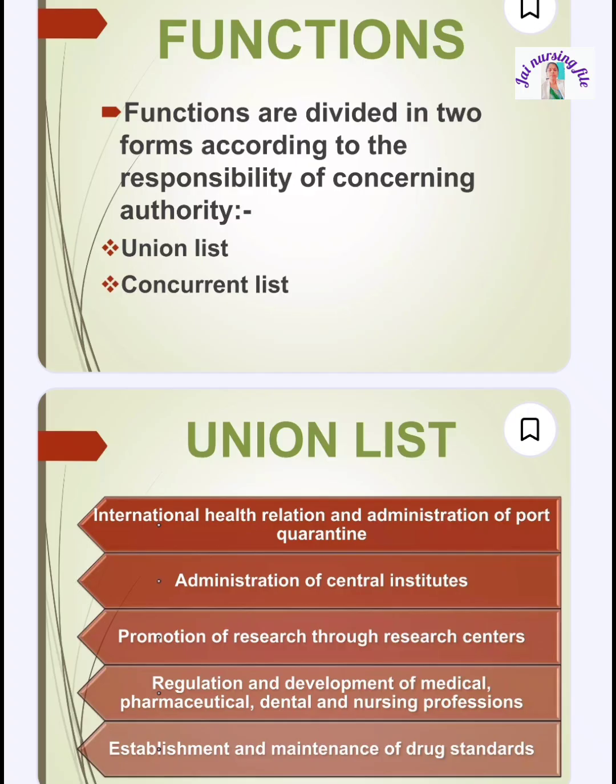First we move on to the union list. The first one is the international health relation and administration of port quarantine, and second one, administration of central institutes, and third one, promotion of research. How will we promote the research? Through the research centers. If you see oncology and all, so many researches are going on. And next one, regulation and development of medical, pharmaceutical, dental and nursing professions. And last one, establishment and maintenance of drug standards. So this is about the union list.